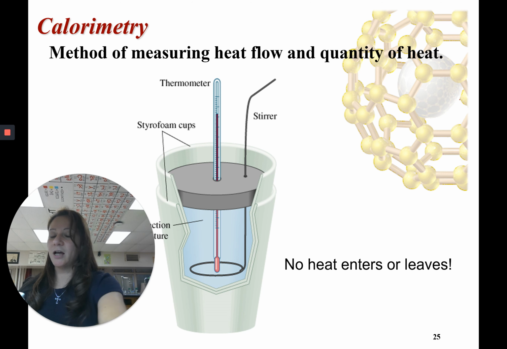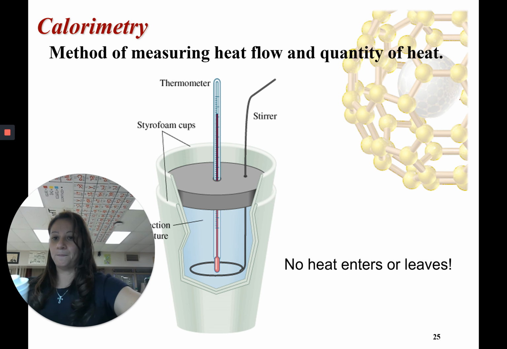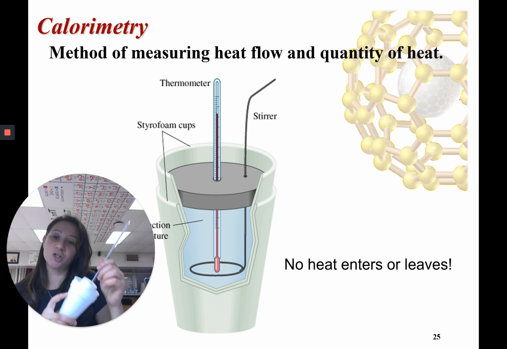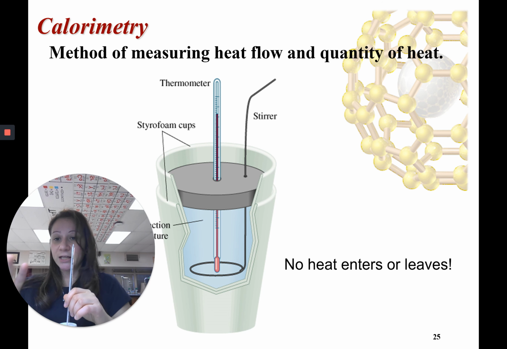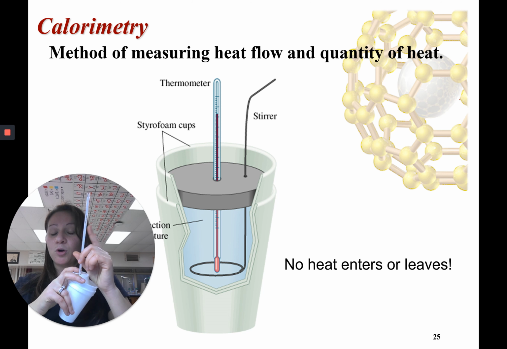And then what I do is I drop in the piece of magnesium, cover it, and use my thermometer to stir and watch the temperature. Because my reaction is exothermic, it's going to produce heat. That heat is going to go into the water that's in my solution here, and it's going to make the temperature rise. So then I record my final temperature.